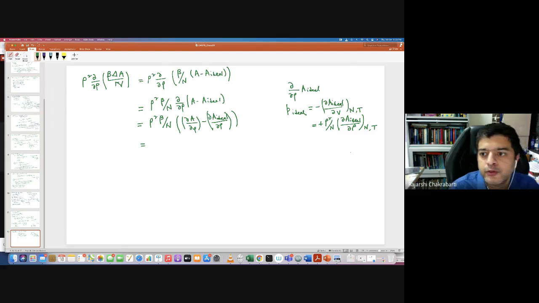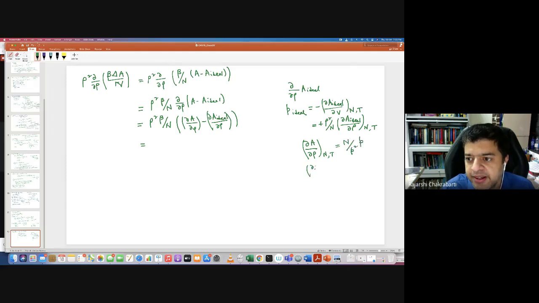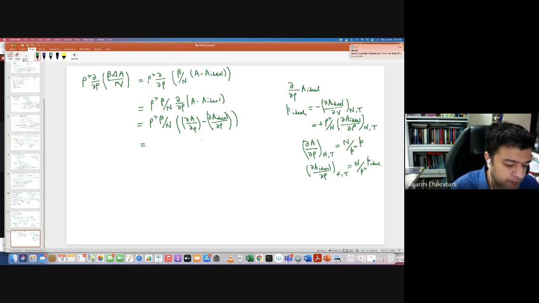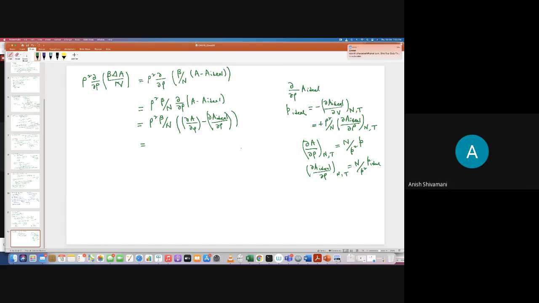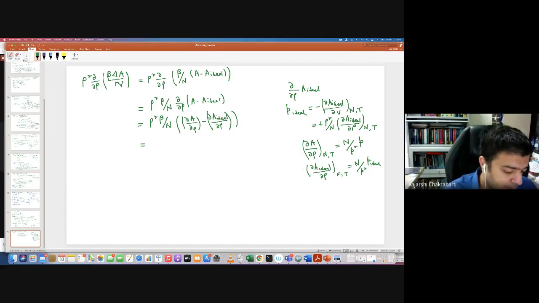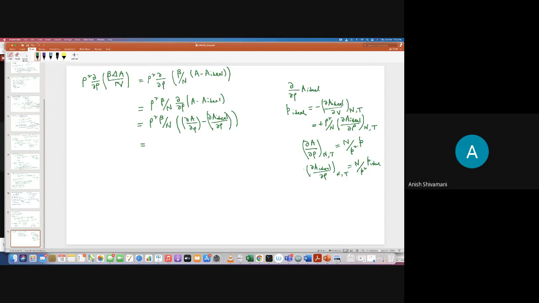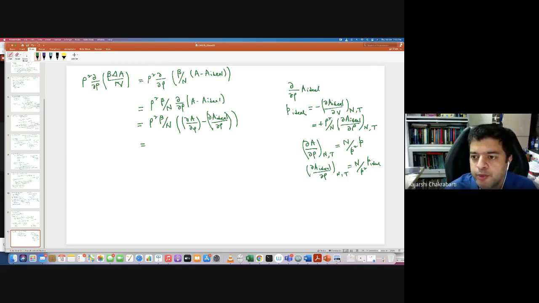Okay. So now you know that del A by del rho at n comma t is going to be n by rho square into p, and del A ideal by del rho at n comma t is going to be n by rho square into p ideal. So all these things you can express in terms of pressure. I have written n by rho square. No, what is the problem?